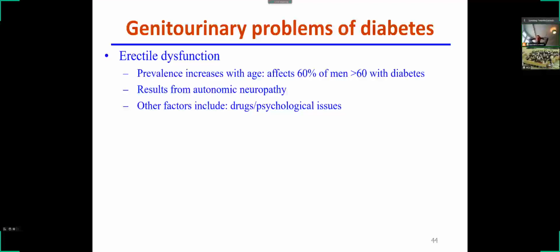So, what are some other side effects that we talked about? Well, erectile dysfunction in men is a quite prominent one. Prevalence increases with age, with 60% of men over the age of 60 with diabetes having erectile dysfunction. And this mainly comes from that autonomic neuropathy. Essentially, your nerves are not working nearly as well, and your blood flow is not working nearly as well. So the combination for function is a serious issue.